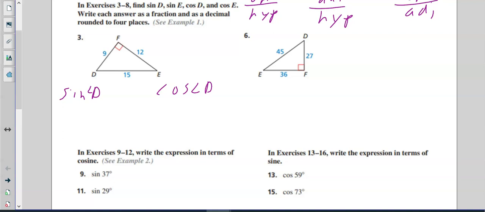So sine of angle D, from D, opposite is 12, hypotenuse is 15, that's 12 over 15. And then we do our 12 divided by 15, which is 0.8. In 4 places it's going to be 0.8000. All right. Cosine of D is going to be 9 over 12. No, sorry, 9 over 15. All right. And we're just going to do 9 divided by 15 and get 0.6.